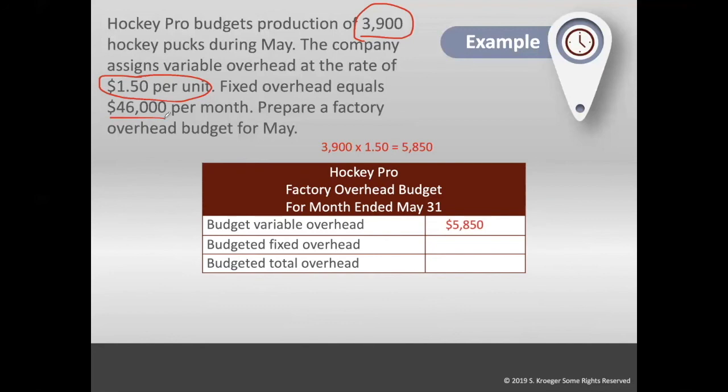Next, we'll add our fixed costs, which is $46,000 per month. Remember, this one doesn't change. Therefore, each month it would be $46,000 every month. Only the variable cost would change. We add these two numbers together and we get $51,850. This would be our factory overhead budget for the month of May.